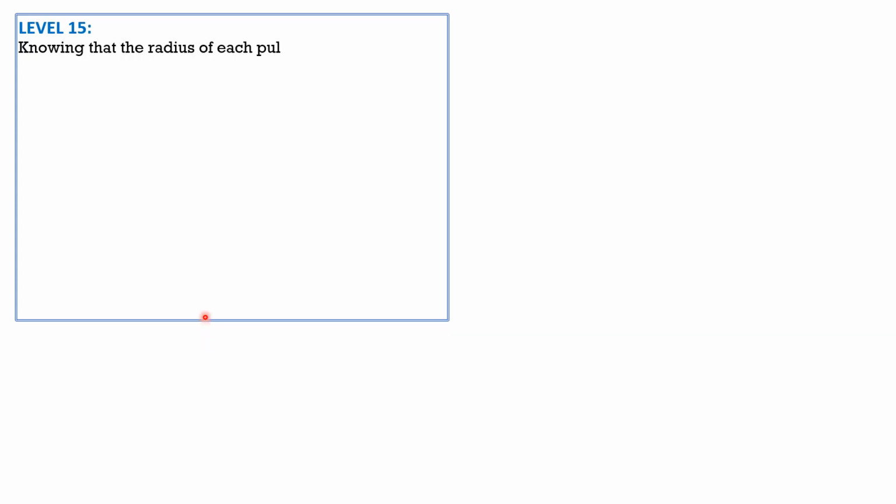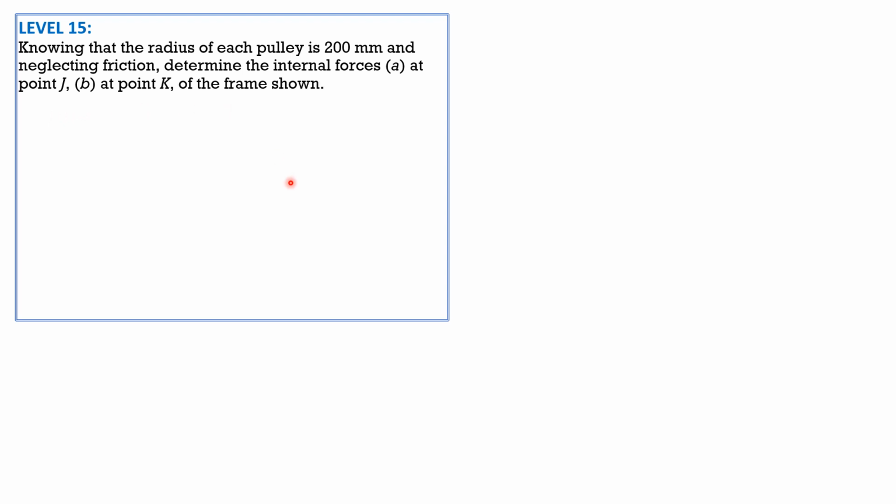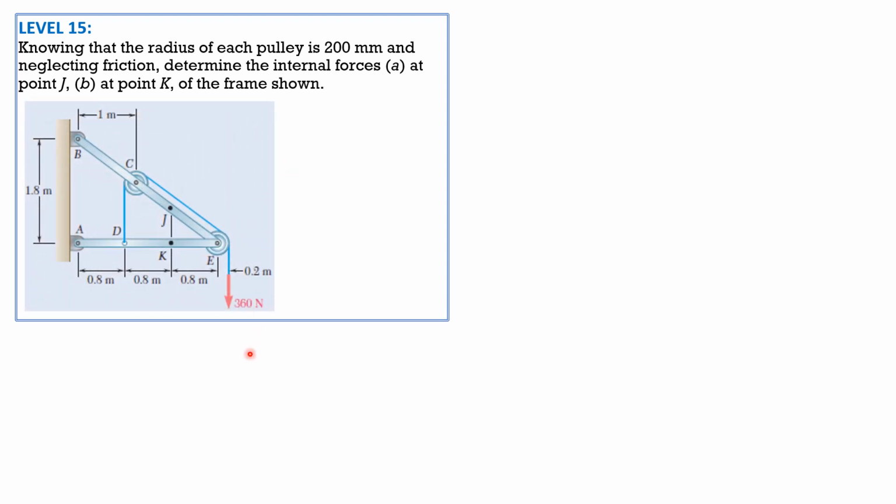Lastly, knowing that the radius of the pulley is 200 mm and neglecting friction, determine the internal forces at point J, then at point K of the frame shown. So here is the given figure. Before we solve for the internal forces at J, we want the reactions first at A and B. So we have Ax directed rightward, Ay downward, at B leftward and upward. Take note that if we sum up forces horizontal, we conclude that Ax equals Bx. So summation of moment about B equals 0, considering the entire system.